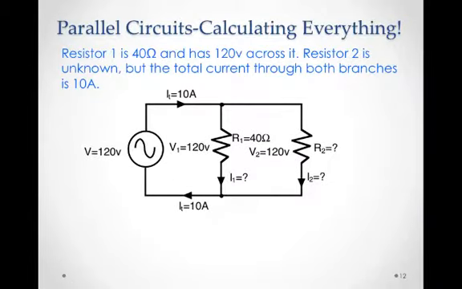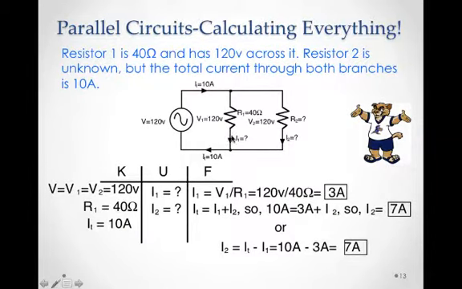Let's quickly do an overall parallel circuit. Here is our circuit, and here's what we know. We know we have a 120 volt voltage source, and that voltage will be the same across all the components here. We have a 40 ohm resistor, and we know that the input current is 10 amperes, but we don't know what resistor 2 is. So let's go about trying to solve this particular circuit.